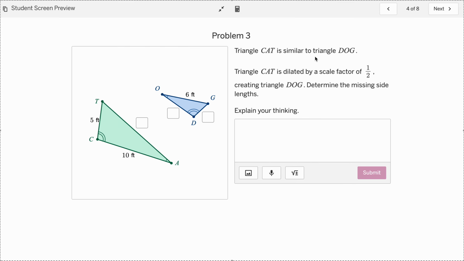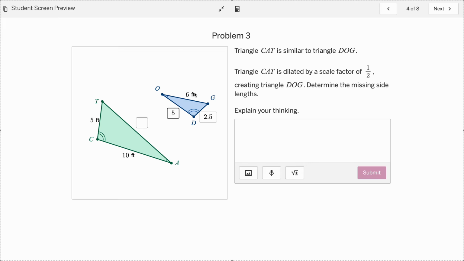Triangle CAT is similar to triangle DOG. Triangle CAT is dilated by a scale factor of 1/2, creating DOG. Determine the missing side length. So I know that 5 cut in half is going to be related to, see, that's my smallest side, so it's going to be related to this side. So 5 times 1/2 is 2.5. 10 times 1/2 is 5.